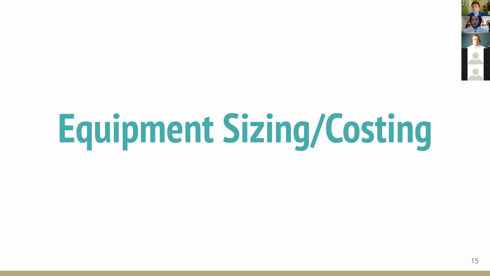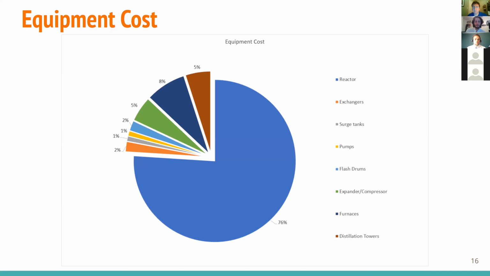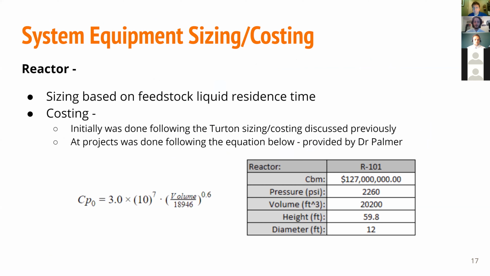Next, we'll get into our equipment sizing and the costing based off of that sizing. To get an idea of the contribution of each piece of equipment to our total FCI or total equipment cost, this is a pie chart representing that. As you can see, the reactor is the biggest portion of that cost, which is to be expected because it's a large vessel and it also is the most important vessel of our system. So that was costed based off the equation below, which is based off of the volume of the reactor.